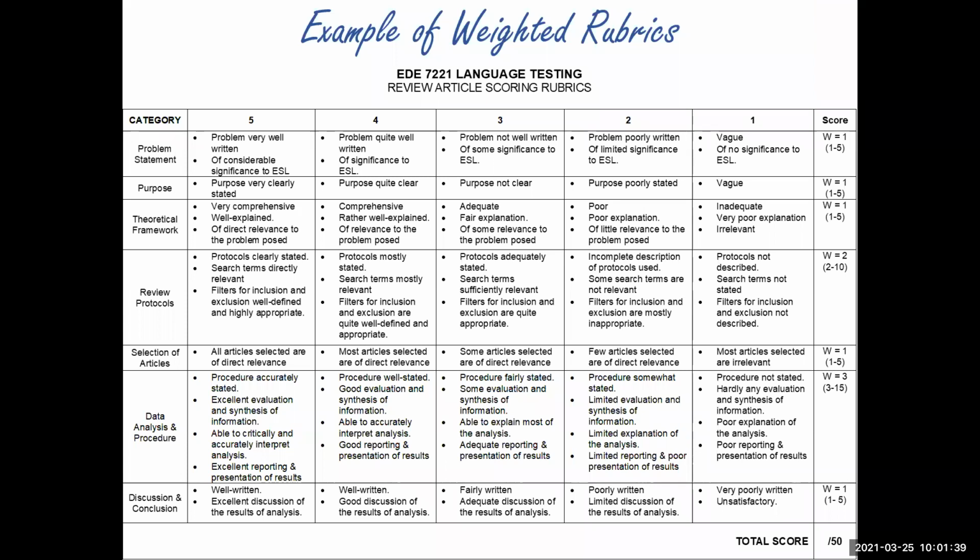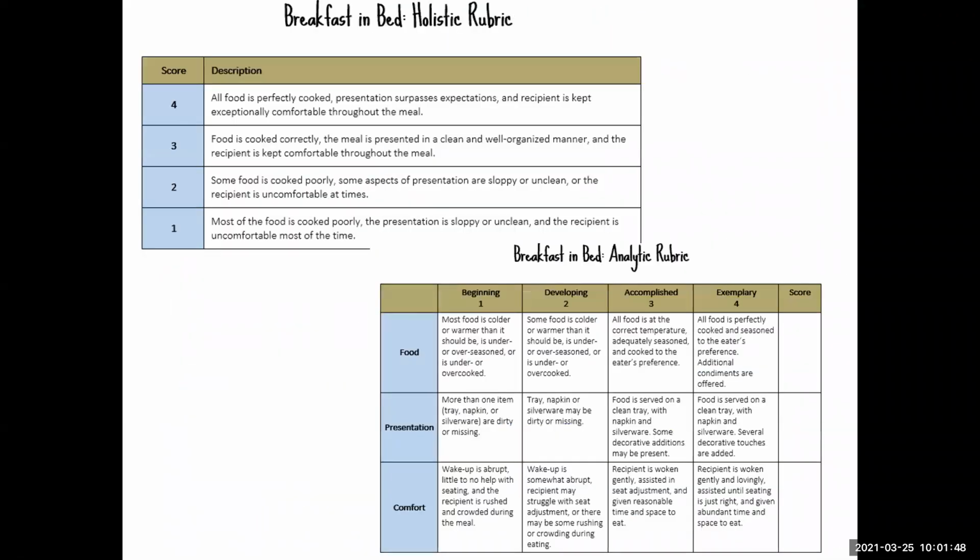For example, if the student gets a 4 score, all food is perfectly cooked, presentation surpasses expectations, and the recipient is kept exceptionally comfortable throughout the meal. Okay, everything is good, but except for one criterion, the student did not fulfill number 3, for example. It's not exceptionally comfortable. It is comfortable, but not exceptionally comfortable. Can it still be under 4 score?